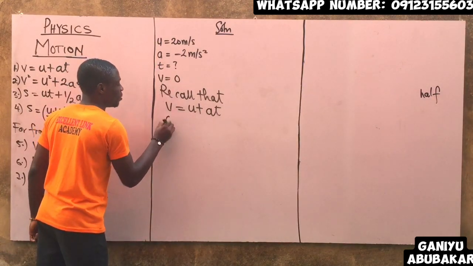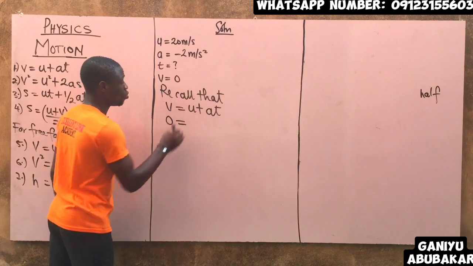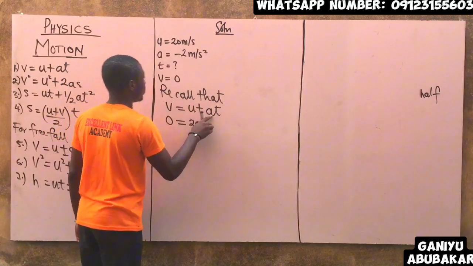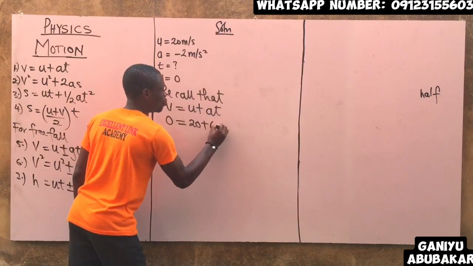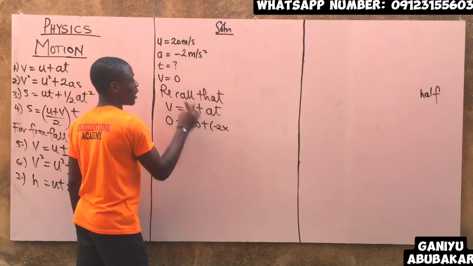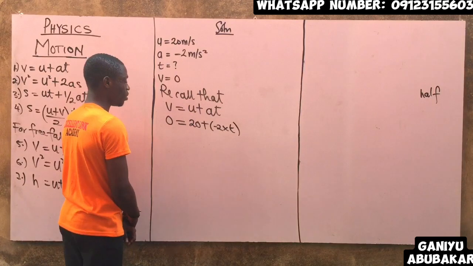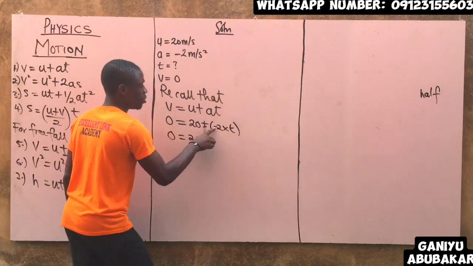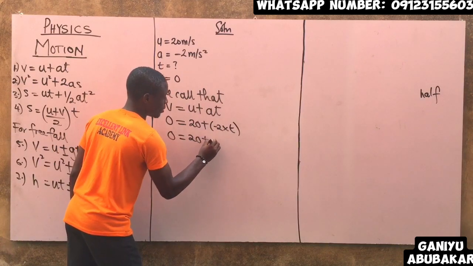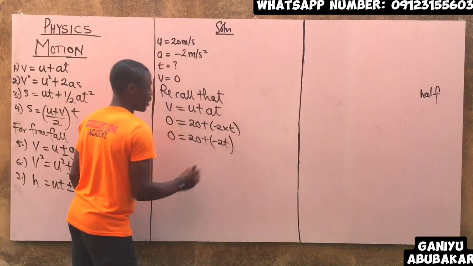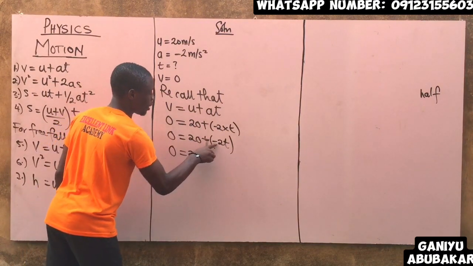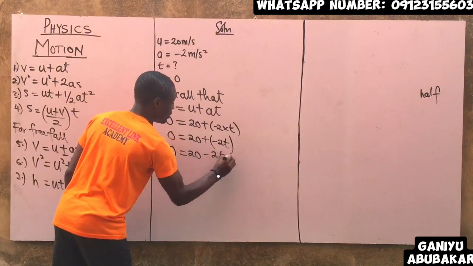What's v? V is 0, is equal to, what's u? We said u is 20, plus a. What's my a? Minus 2, multiplied by t, which is unknown. From here, I have 0 is equal to 20 plus minus 2 times t, which is minus 2t. So 0 is equal to 20 minus 2t.